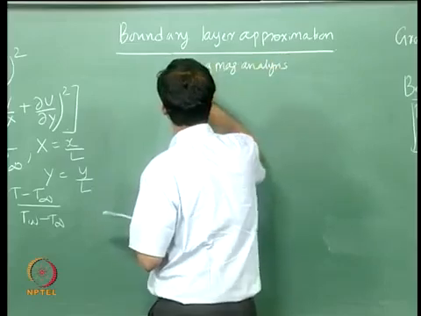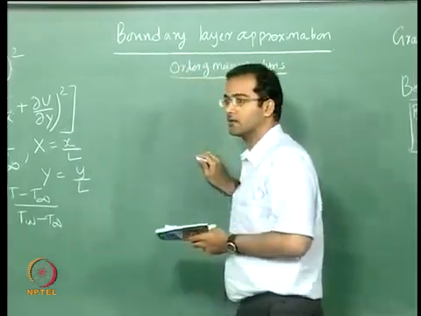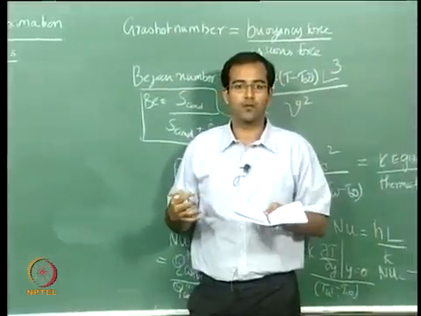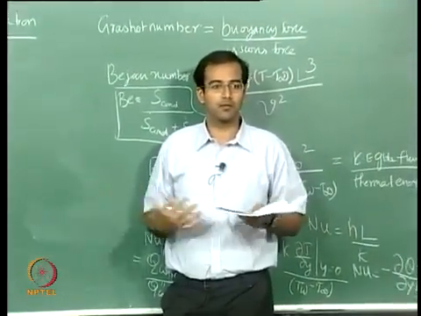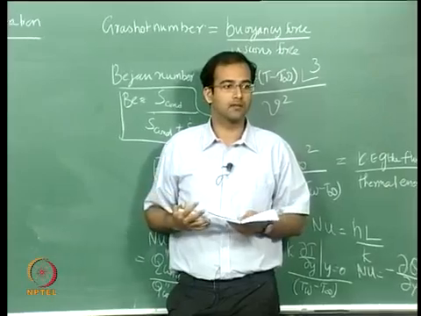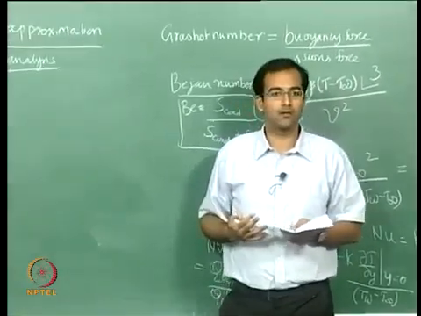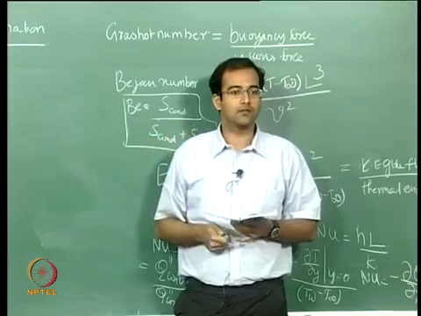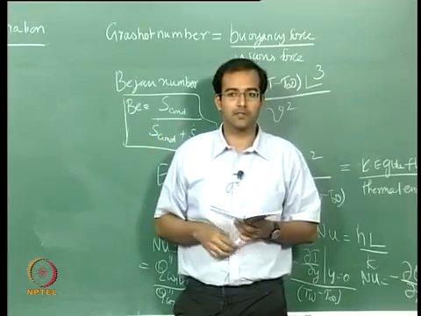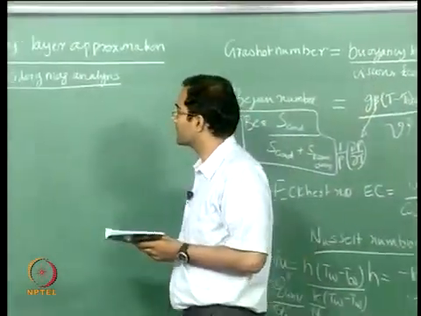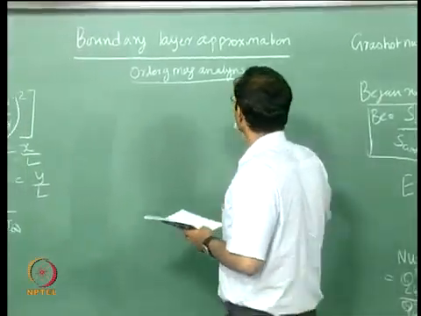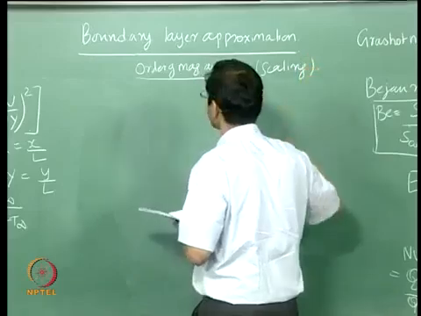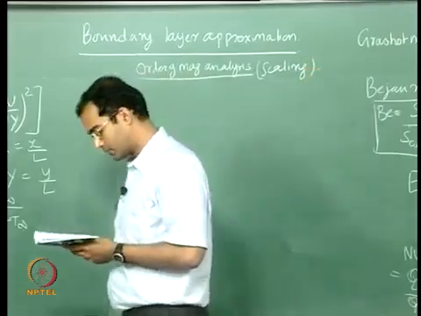So the order of magnitude can be decided only if you scale the equations. You should know to what extent the dimensions can go, for example, and to what extent the velocity can go. Once you know the scale, that gives you the order of magnitude of each term, from which you can neglect some terms for this particular problem. So the order of magnitude is basically decided through scaling.